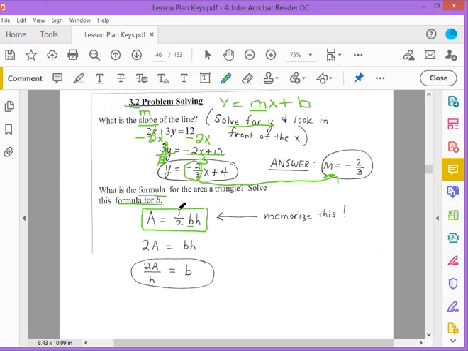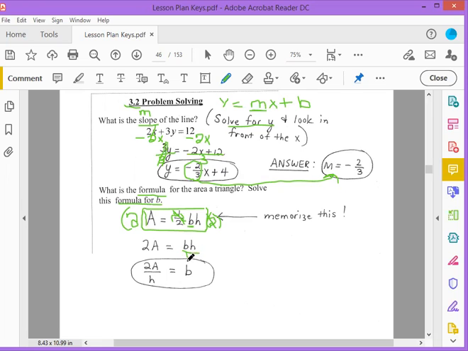Right now we're multiplying by 1/2 and we're multiplying by h. So to get rid of this 1/2, we would take the reciprocal and multiply both sides of the equation by the reciprocal. The reciprocal of 1/2 is 2 over 1. So we're going to multiply that reciprocal 2 by both sides of the equation. Now when we do that, the 1/2 and the 2 will cancel, leaving bh on the right side of the equal sign, and on the left side, 2 times A gives us 2A.